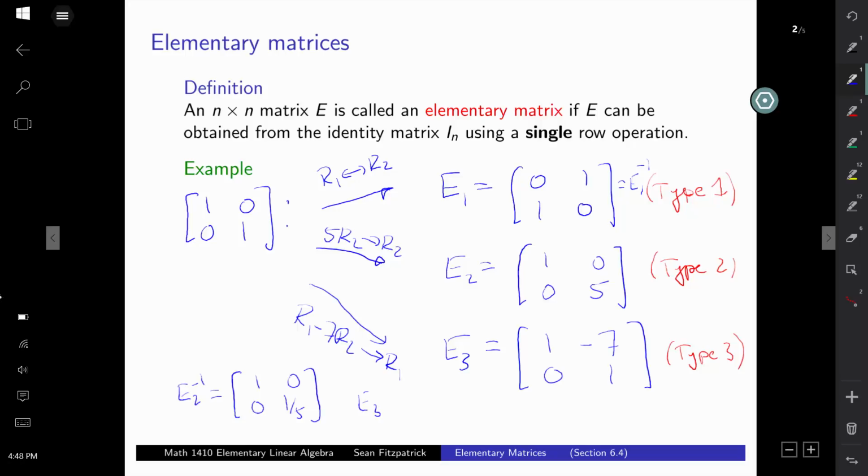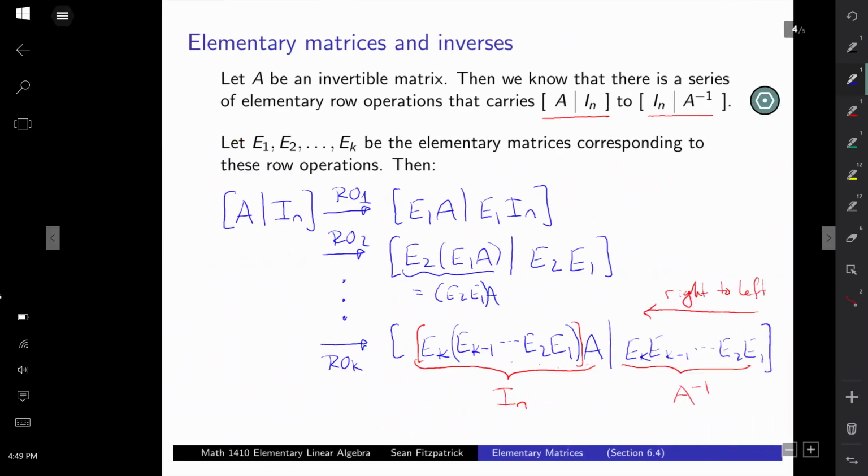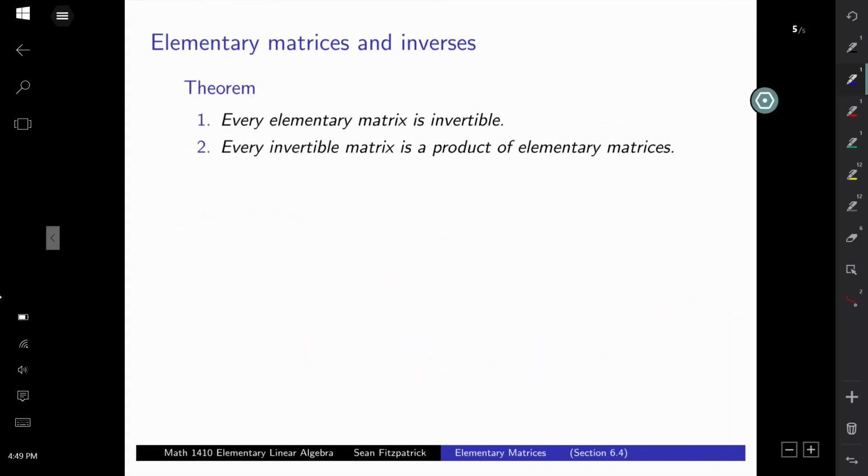How about the inverse for E3? Well, what's the opposite of subtracting 7 times row 2 from row 1? The opposite of subtraction is addition. So we just have to change the sign on that number and we should get the inverse. And again, feel free to check as an exercise that multiplying those guys together gives you the identity. So this works in general. The reason why every elementary matrix is invertible is that we just use the opposite row operation.